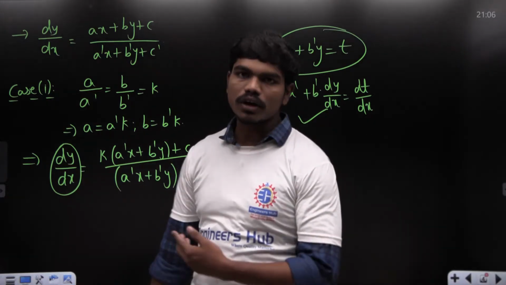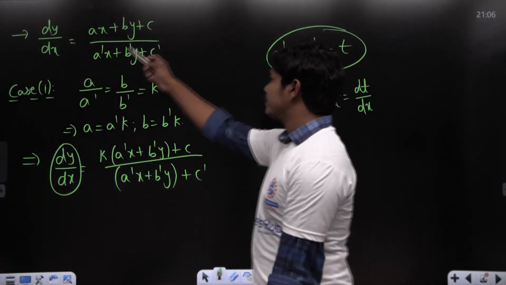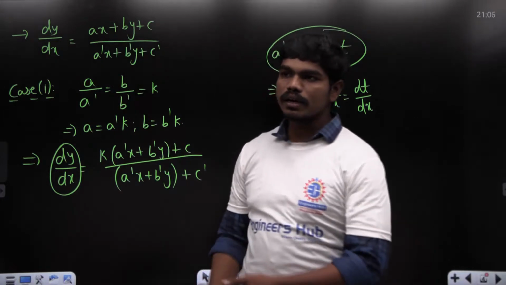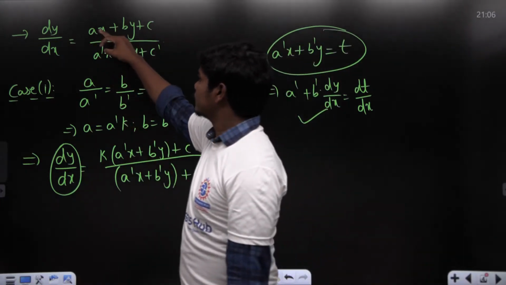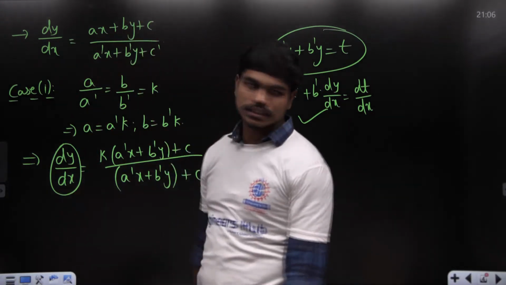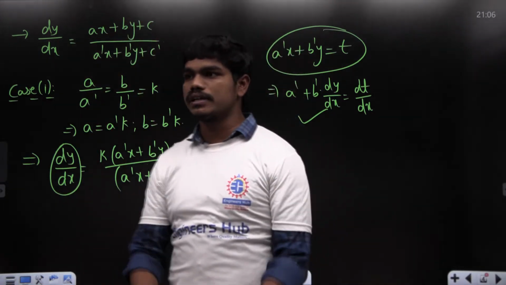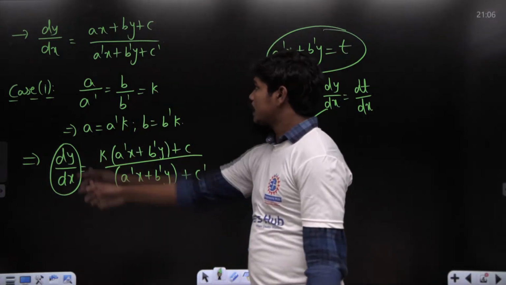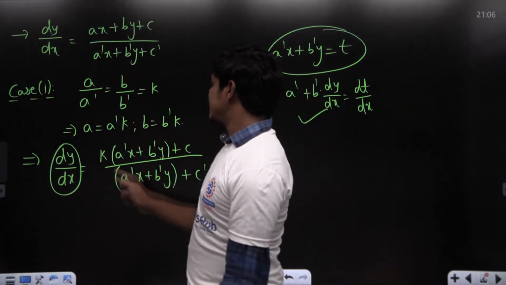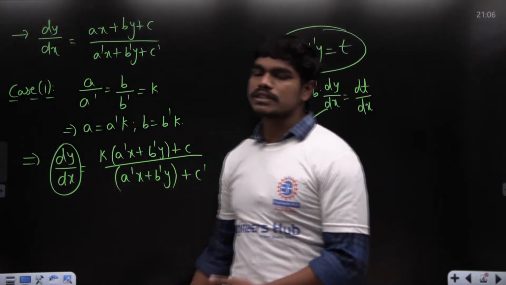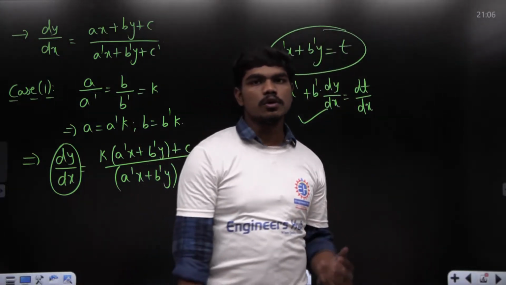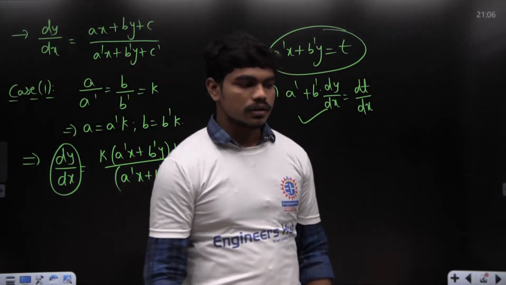Of course, I'm not completing this because I haven't given any numerical values at this moment. But if you have any case like this where the ratio of coefficients of these variables, a by a dash and b by b dash, are same, then definitely you can solve this equation by assuming this as some ratio and substituting a and b in terms of a dash and b dash. Is that clear? If you do this, then this equation which is non-homogeneous gets converted to variable separable form and you can work it out. Is that clear to all of you?